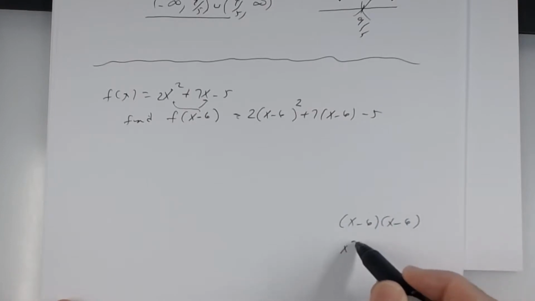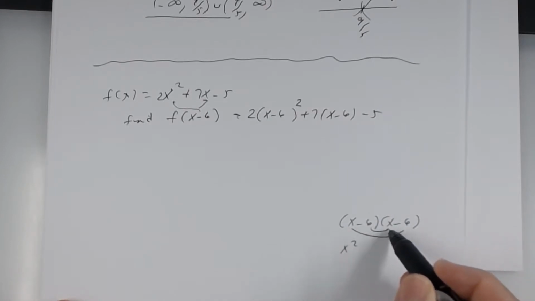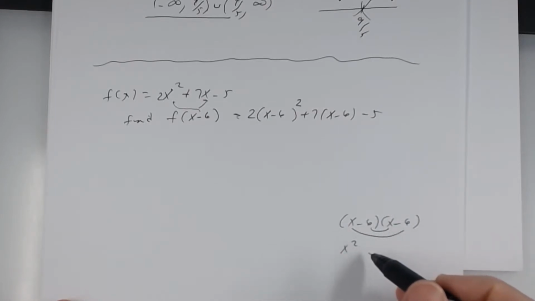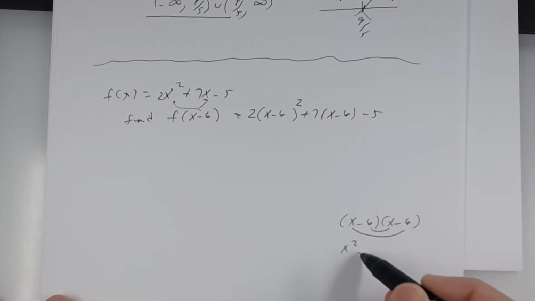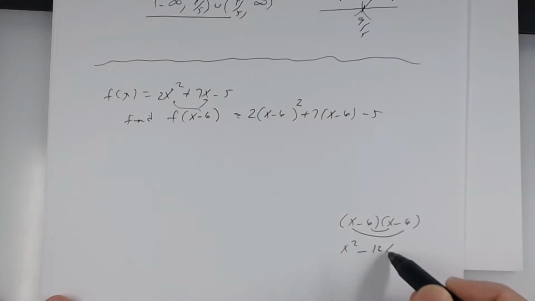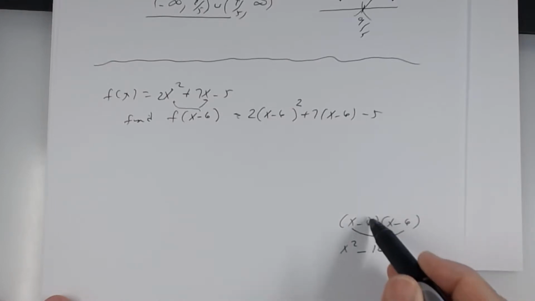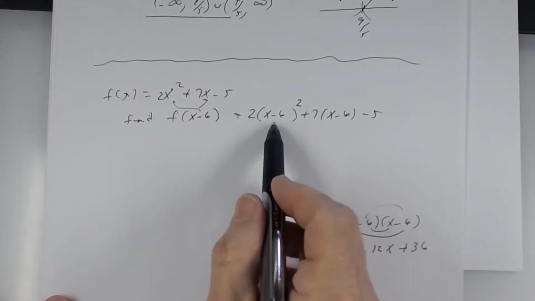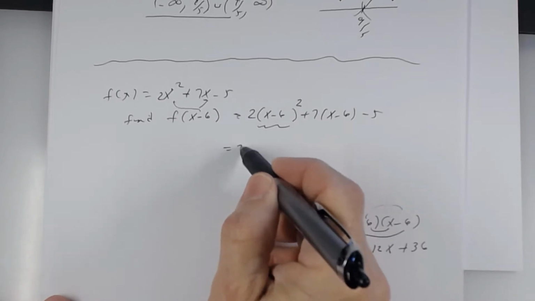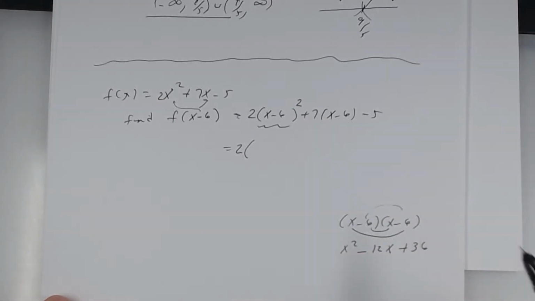X times x is x squared. The outer and the inner have to be the same because it's the binomial times itself. So when I add the outer and inner, I get a negative 12x, right? Yes. And then a negative 6 times a negative 6 is a positive 36. Now all I found was this part here. But that's being multiplied by 2.